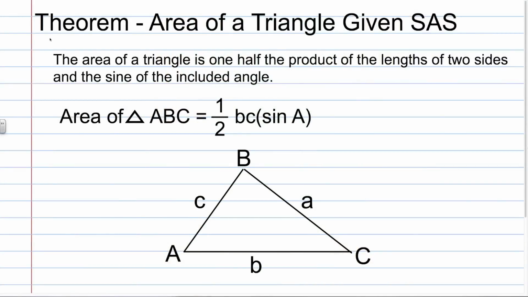Here we have a theorem: the area of a triangle given side, angle, side. The area of a triangle is 1/2 the product of the lengths of the two sides and the sine of the included angle. For this diagram, the area of triangle ABC is equal to 1/2 the length of B times the length of C times the sine of angle A. We're going to see how to use this in our upcoming example.